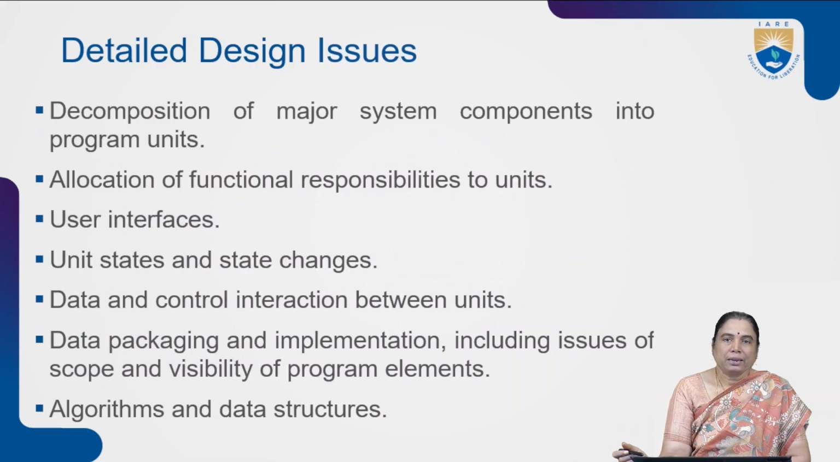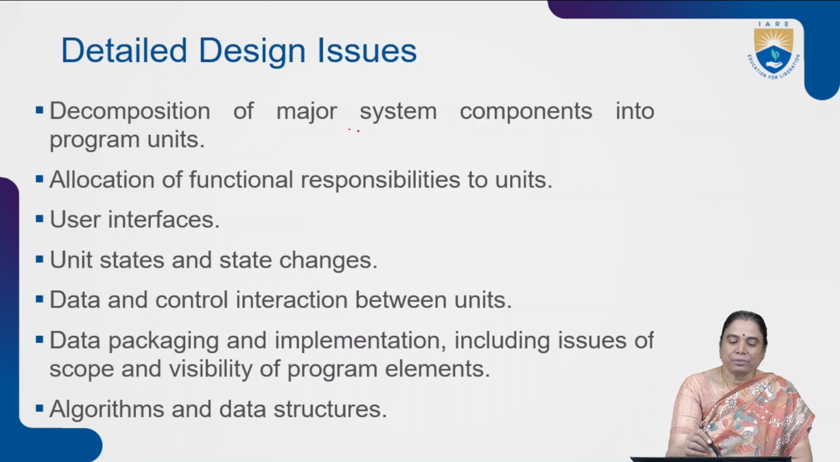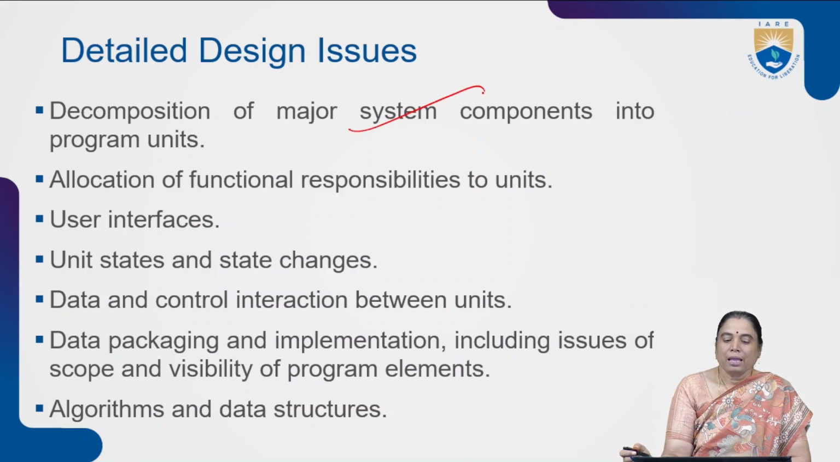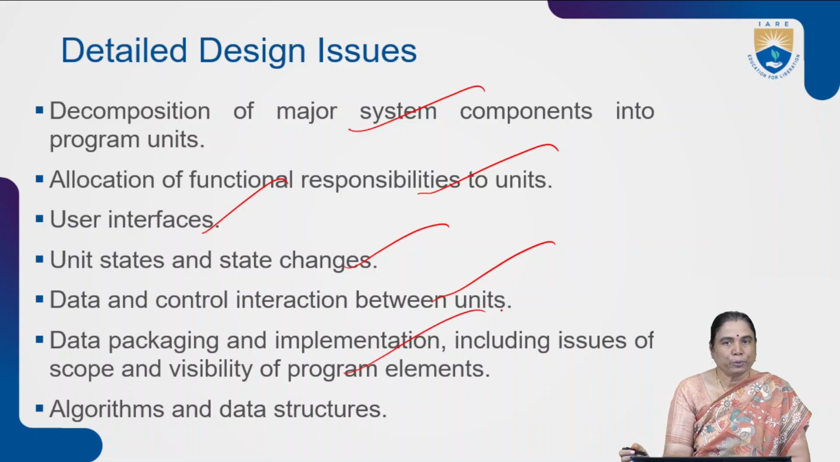The detailed design issues are decomposition of major system components into program units, allocation of functional responsibilities to the units, user interfaces, unit states and state changes, data and control interactions between units, and data packaging implementation, including issues of scope and visibility of program elements, algorithms and data structures.